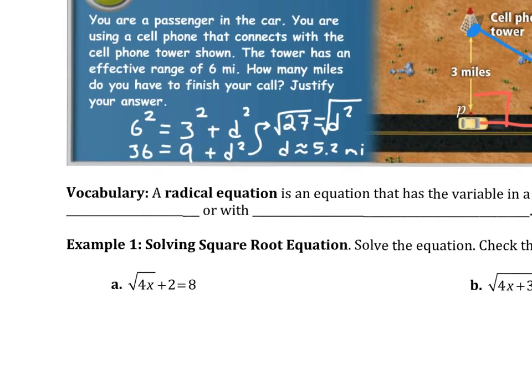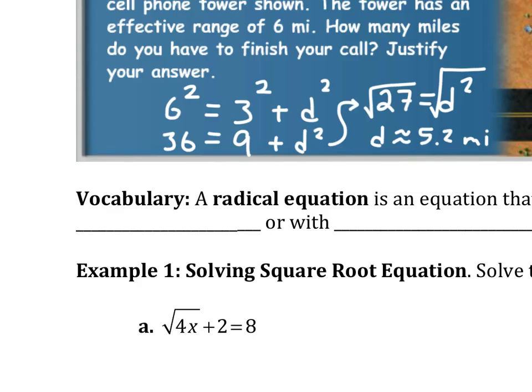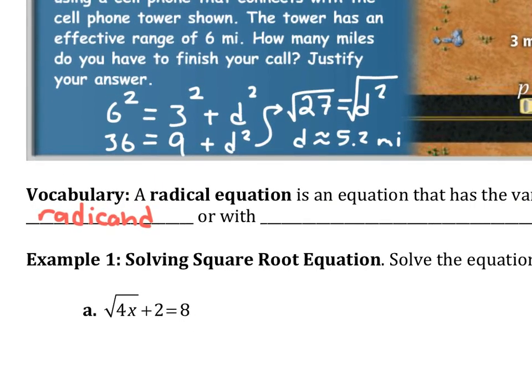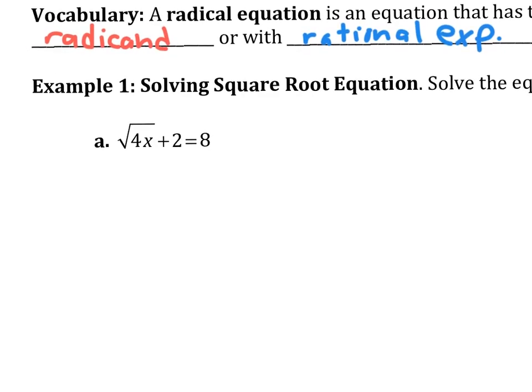So by way of vocabulary, we're going to define a radical equation as an equation that has a variable in the radical, or in the radicand, so inside, under the radical, or the variable has a rational exponent. Because remember, a fraction in the exponent, a rational exponent, is effectively a root of some sort. So the first type is a very straightforward one.